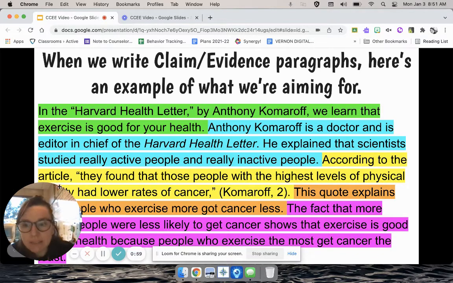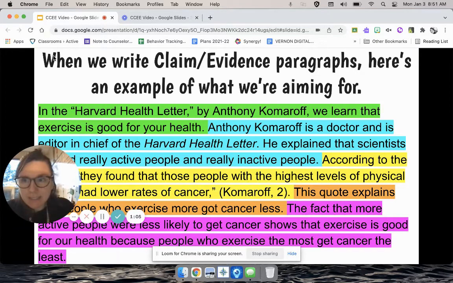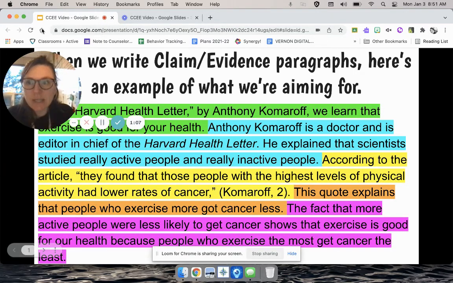The yellow is literally the only place where you should have a direct quote from the text. The evidence sentence, the yellow sentence, is the only place in the entire paragraph where you get to direct quote from something else. Every other sentence, every other color has to be in your own words. The yellow, though, is a direct quote from the text, and it needs to have quotation marks, the author's last name, and the page number or the paragraph number where you took that quote from.